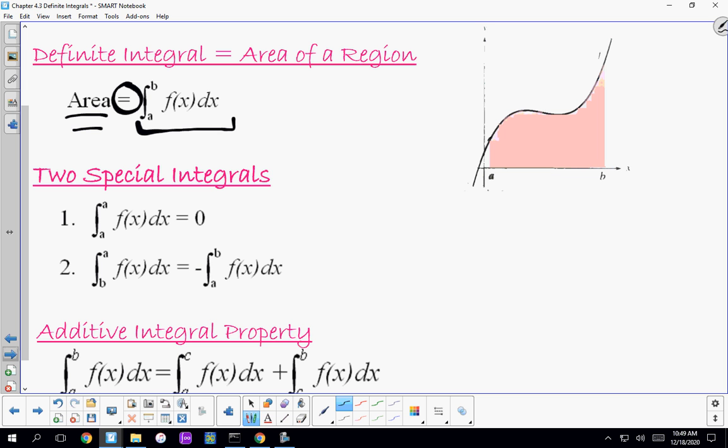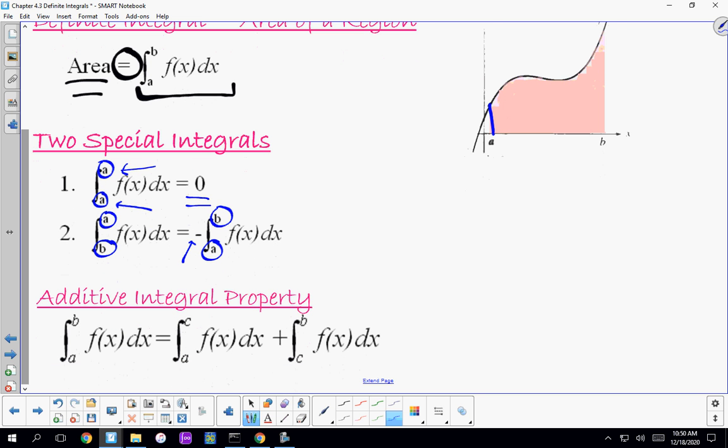So two special integrals, because I'm finding area. The area from one point to itself is 0. That's because this is asking you to calculate the area between the line A and A, which is between that line and itself, and there is no area. When we calculate area backwards, so instead of calculating from A to B, if we were to switch that to go from B to A, since we're going backwards, my area gets counted as negative area.